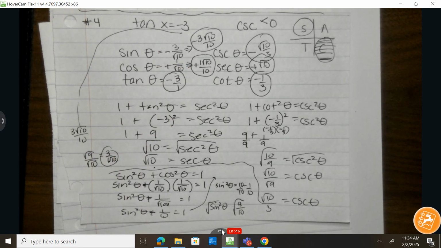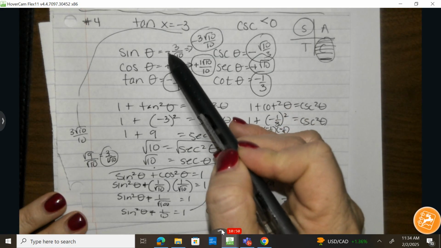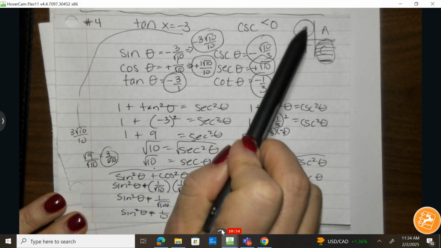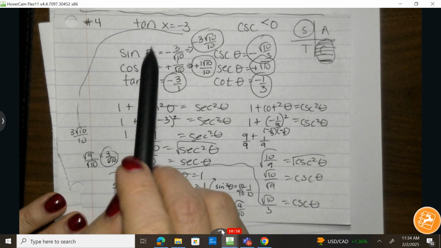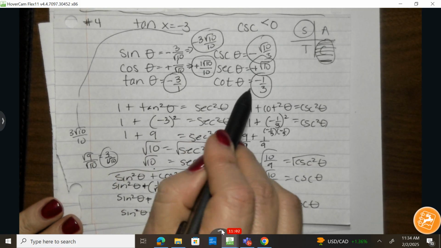You may be saying, but yours has a negative sign. Remember, we determined the sign values based on what we were given. We were given that the tangent has to be negative, and also that the sine is negative, so we knew it landed in quadrant 4. That's what determined negatives for sine and its reciprocal, and negatives for tangent and its reciprocal.